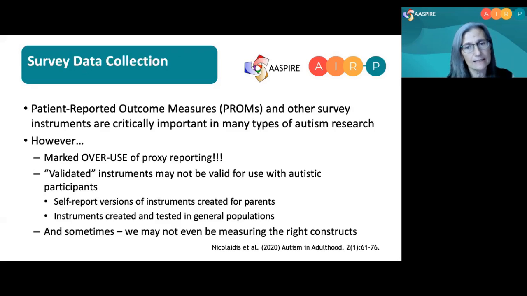And then validated, quote, direct report instruments may not be valid for use with autistic participants. In many cases, survey studies use self-report versions of instruments that were created for parents, and they might not translate well just by changing the pronouns from third person to second person. Or even more commonly, they use instruments that were created and tested in general populations. And sometimes they might not even be measuring the right constructs. Ultimately, I don't have to tell anyone that bad data leads to wrong conclusions and poor impact.